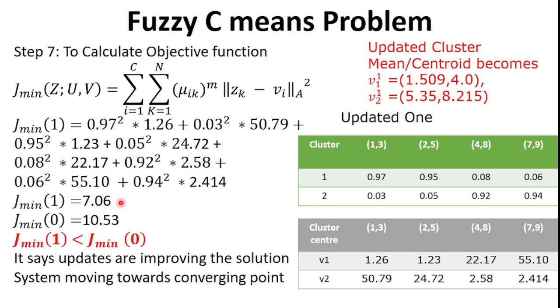If you see J min of the first iteration and the 0th iteration, J min of the first iteration is 7.06. It has reduced. That means the solution is improving. The step is moving towards a converging point. At some point, in another 2 to 3 iterations, it is going to converge at some particular point. But if the value of J min of 1 increases, that means we are doing it in the wrong way. It's a takeaway: the J min objective function should be reduced. Thank you. We'll meet in another video.